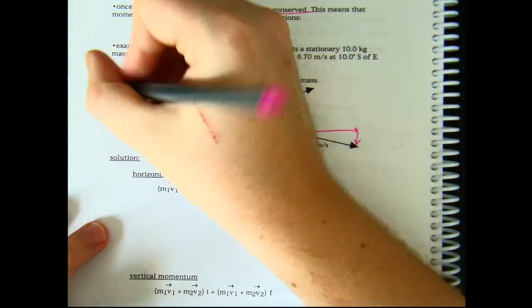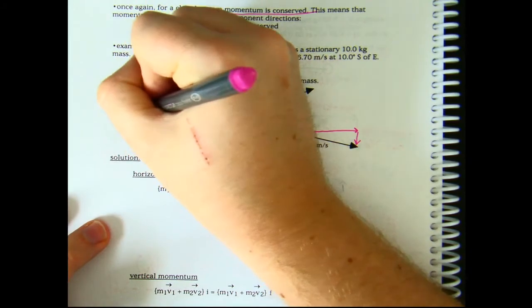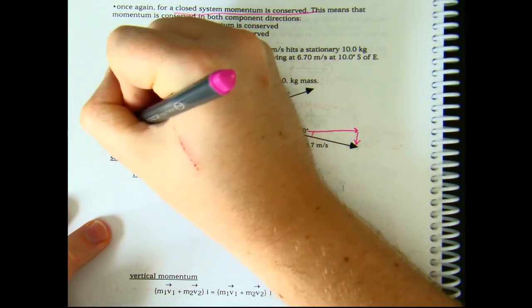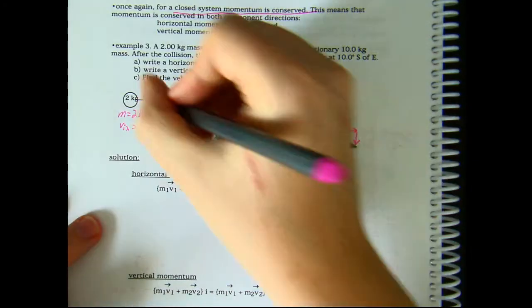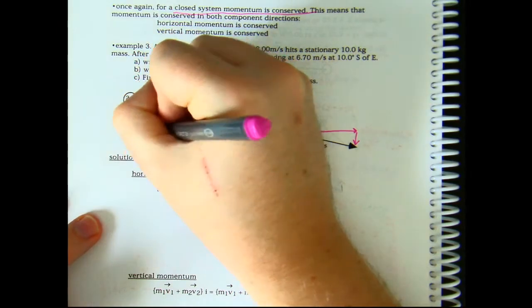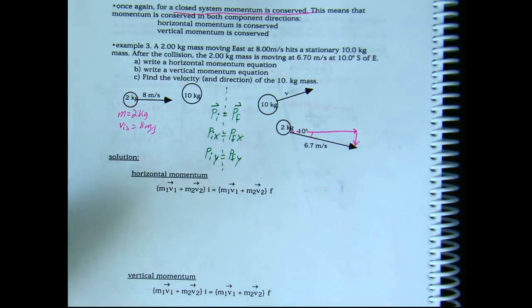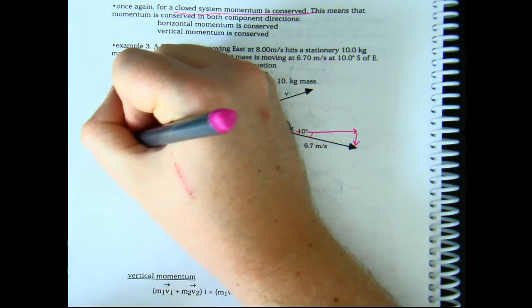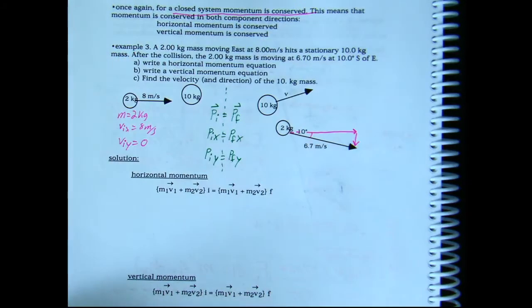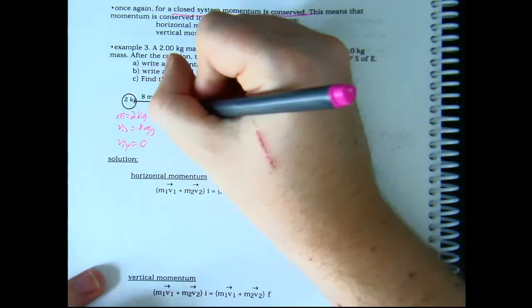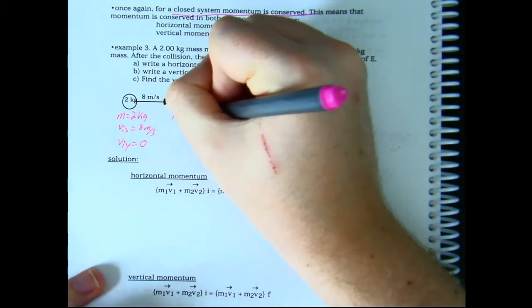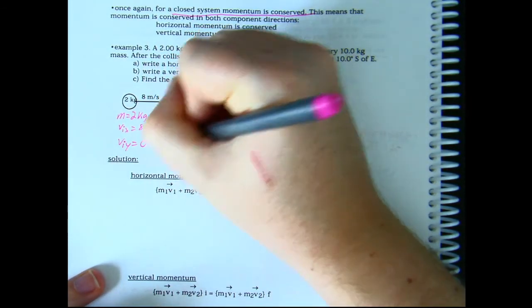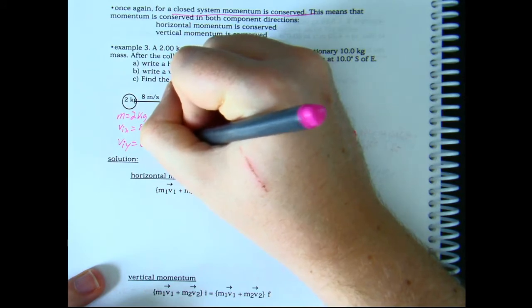Initially, the mass of 2 kilograms has an initial x velocity of 8 meters per second. We're told it's moving due east. Because it's moving due east, the initial y momentum is 0. And then this guy here, the 10 kilogram mass, is stationary, so his initial x and his initial y are both 0.